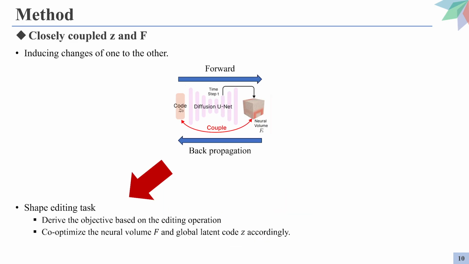One thing to note about the global latent code Z and the neural feature volume F is that they are closely coupled, meaning the modifications made to one can be transferred to the other. The changes made to Z can be simply transferred to F by the forward process, and the changes made to F can be transferred to Z by computing the gradients of F and backpropagating to Z. Based on this attribute, we can define the shape editing task as a two-step approach. First, we derive the objective function based on the type of the editing operation, and then we co-optimize the volume F and the global latent code Z accordingly.